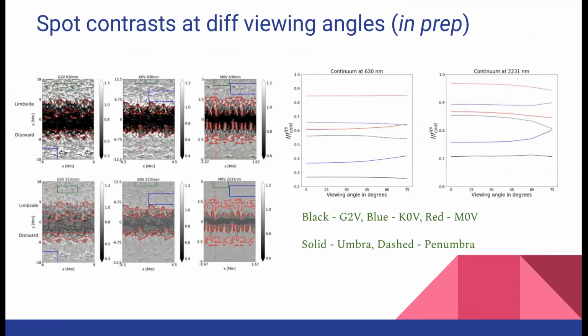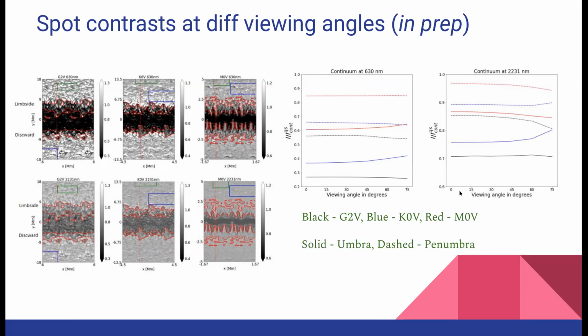Now, what about star spot contrast? In the paper that I showed you, we calculated the bolometric intensity contrast, but we are also now calculating spot contrast at different viewing angles at different wavelengths. So for example, here I show it. We have our MHD boxes, and we shoot rays at different viewing angles, and then we calculate the contrast with respect to the local quiet star. And these are some preliminary results.